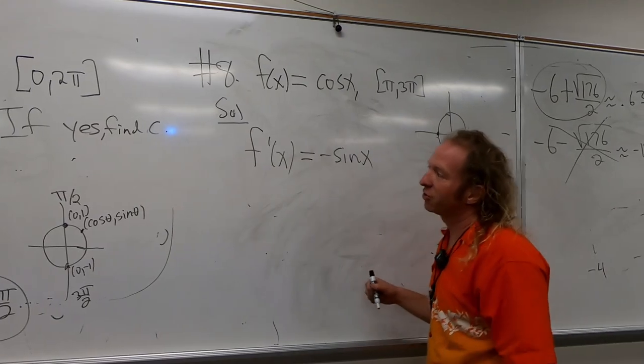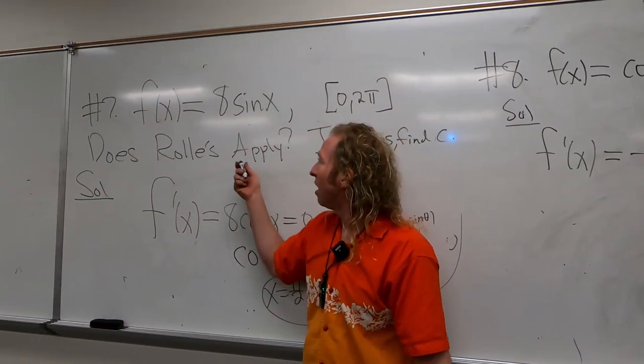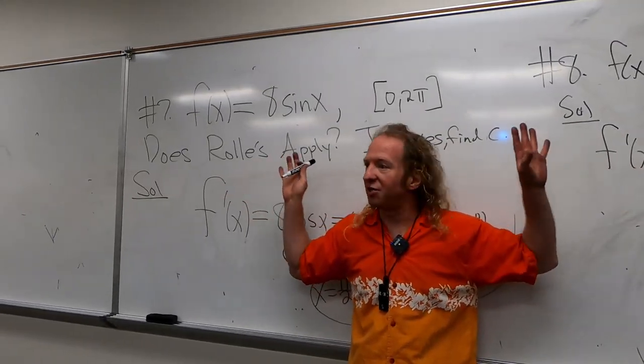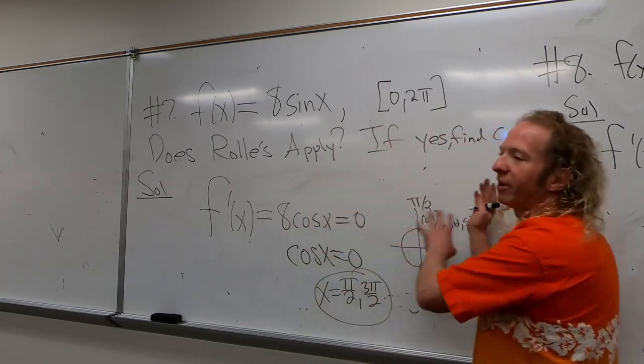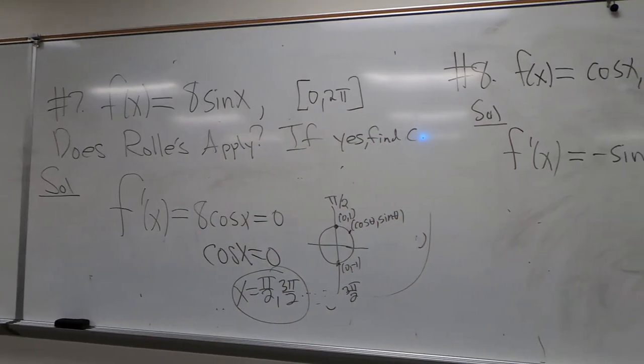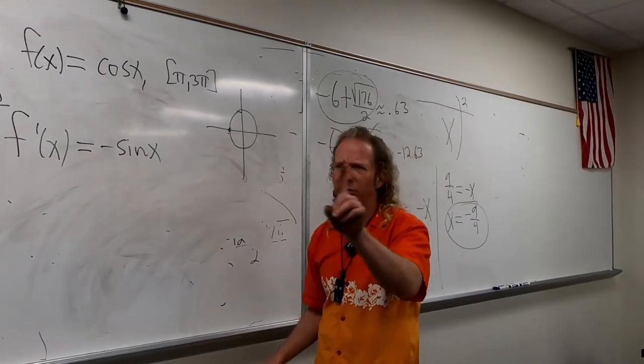Aaron's question is really important. I was going to say it here, but I didn't. On these questions on your test, it's just going to be either yes, and if it's no, you just explain why. You will not have to find C. The only ones you'll have to find C for are the mean value theorem ones, and just one of those.